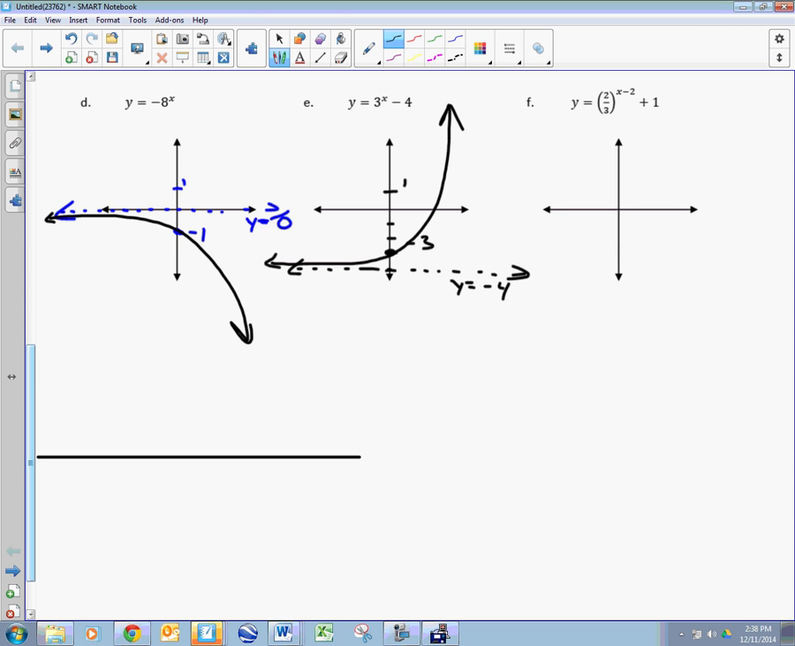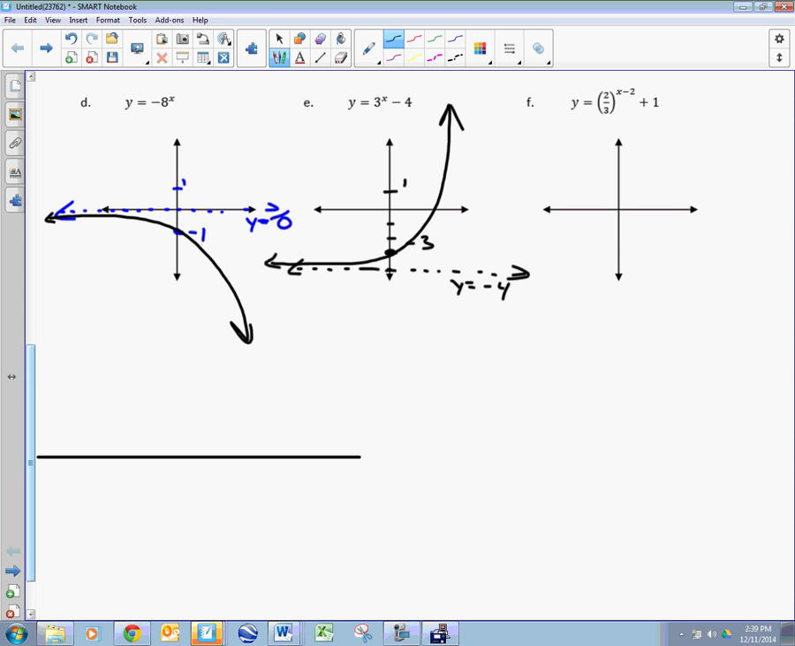F. 2/3. How's that going to change things? Yeah, 3 just happens to match up with that. The reason why I cross at negative 3 is it would cross at 1, but we move 4 units down from 1 to get to negative 3. Has nothing to do with the 3.